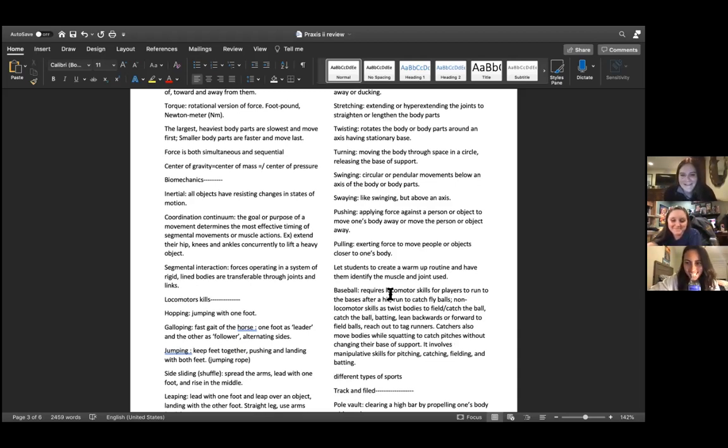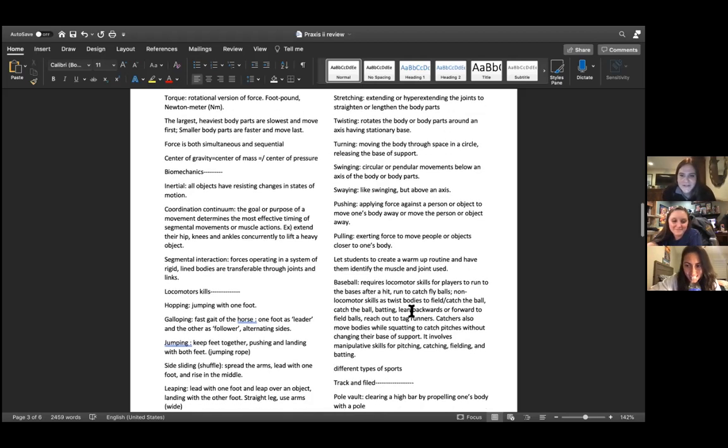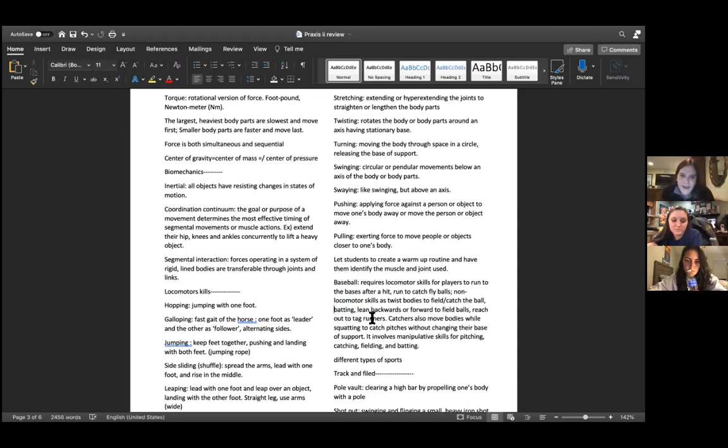Baseball requires locomotor skills for players to run to the bases after a hit and run to catch fly balls. Non-locomotor skills: twisting bodies to field and catch the ball, batting, leaning backwards or forwards to field balls, reaching out to tag runners. Catchers also move their bodies while squatting to catch pitches without changing their base of support. It involves manipulative skills for pitching, catching, fielding, and batting.